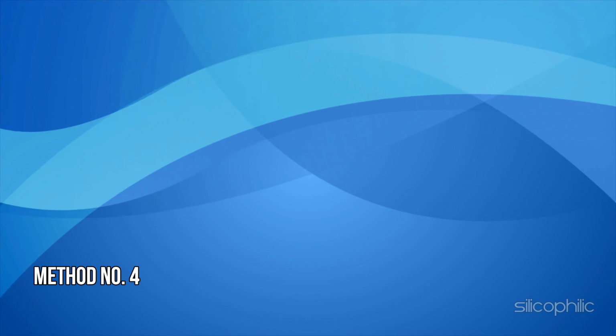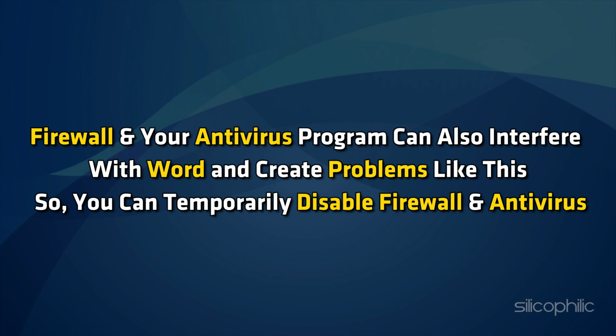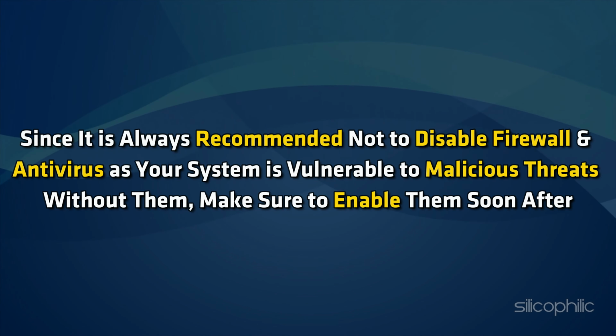Method 4. Disable Firewall and Antivirus. Firewall and your antivirus program can also interfere with Word and create problems like this. So, you can temporarily disable Firewall and Antivirus. Since it is always recommended not to disable Firewall and Antivirus as your system is vulnerable to malicious threats without them, make sure to enable them soon after.